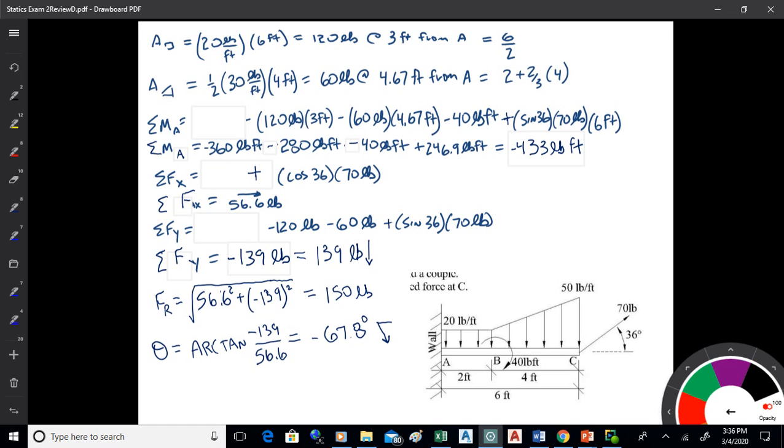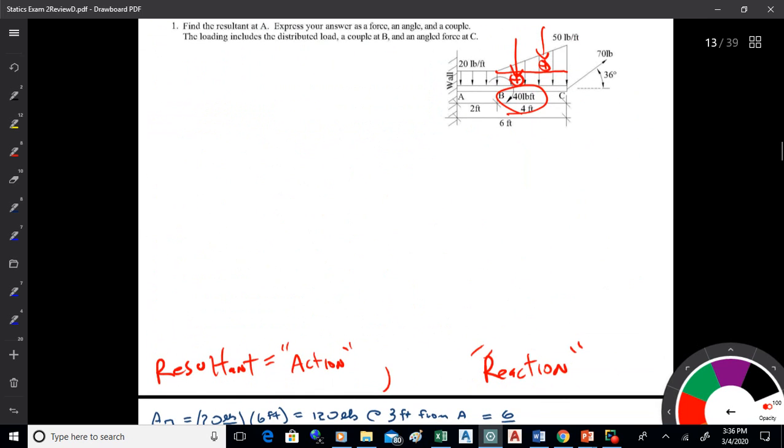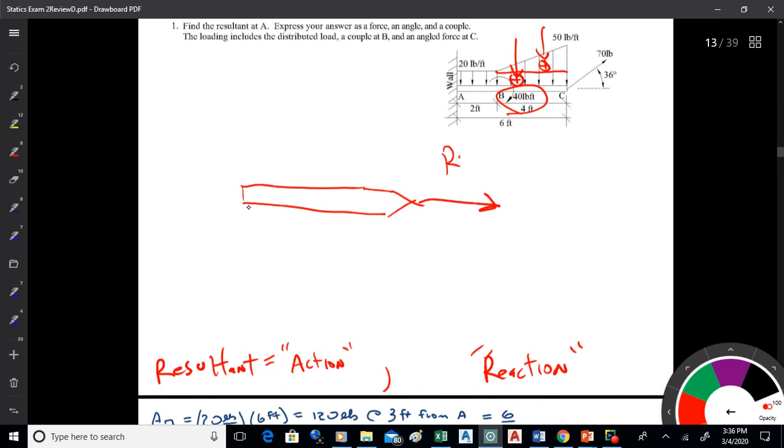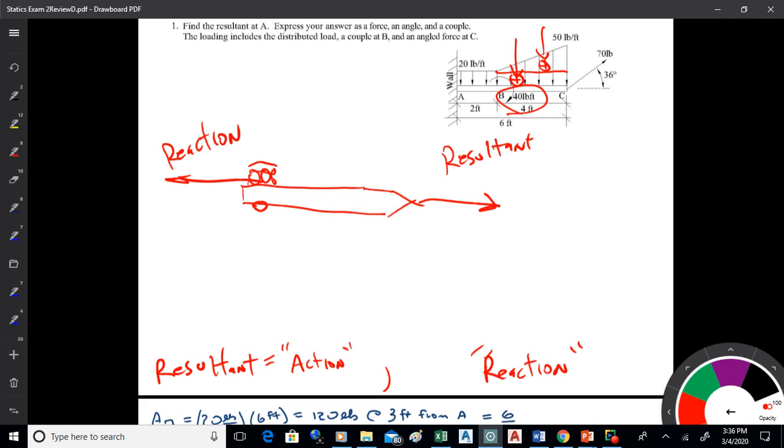So if I just had a pencil in my hand here, and I'm pulling on the pencil, this is the resultant. It's going this way. And what my hand is doing, I could possibly draw a hand, but I don't know. Here we go, here's a thumb. It's going that way. That's the reaction, okay? And they're related. They're equal and opposite, okay? So just keep in mind the vocabulary there, what those things mean.